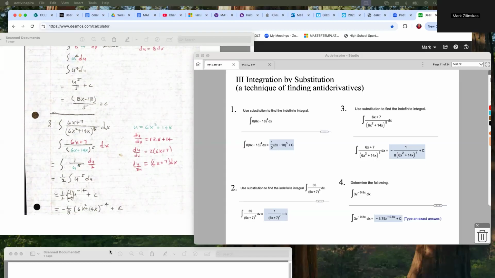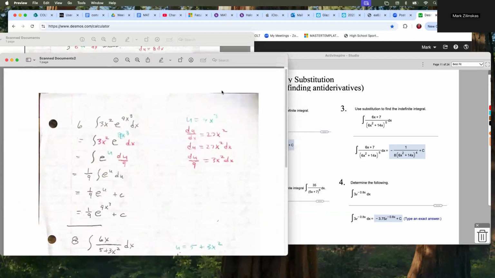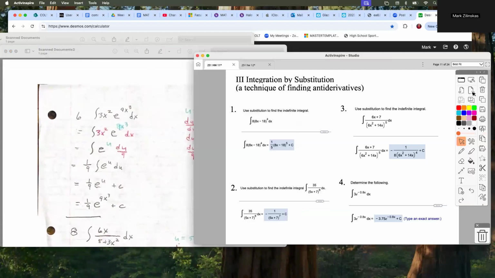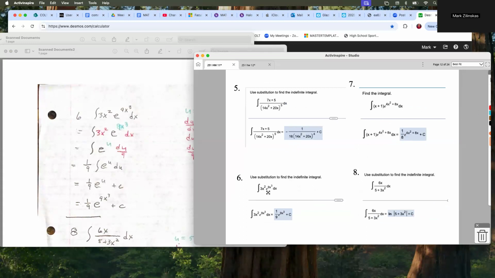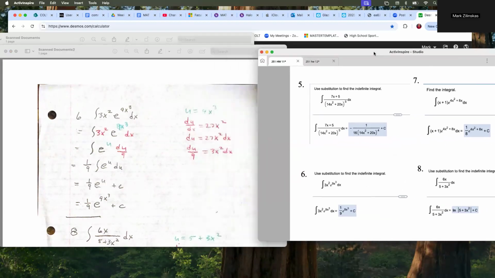If I move on here, I have a couple others. Let me just slide this up so we can see it. And let me go over here to my Promethean. I think I have number 6 and 8. So let's take a look at number 6, this one right here. Again, I look for composition of functions, and here I have e to the x, but the x is 9x cubed.